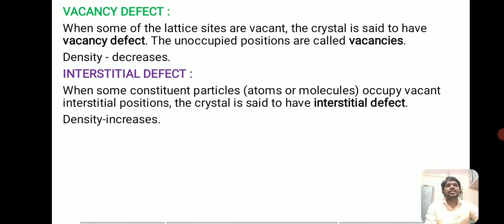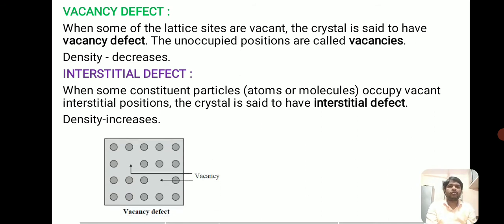What is vacancy defect? When some of the lattice sites are vacant, you can observe in this picture, the crystal is said to have vacancy defect. Here you can see that some of the lattice sites are vacant. These unoccupied positions are called vacancies. So what happens to the density in this case? It decreases in vacancy defect.